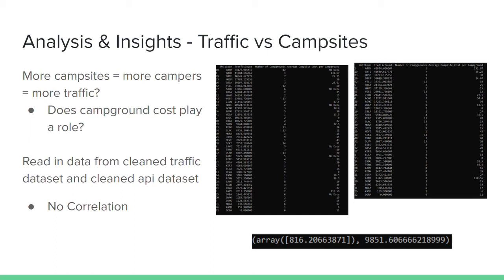The linear regression line had a slope of 816, essentially creating a vertical line. As such, we found no correlation between traffic, number of campgrounds, and the cost of campgrounds. While unexpected, this conclusion makes sense as this data does not take into consideration other factors that would affect campground usage, such as the quality and climate of these campgrounds.